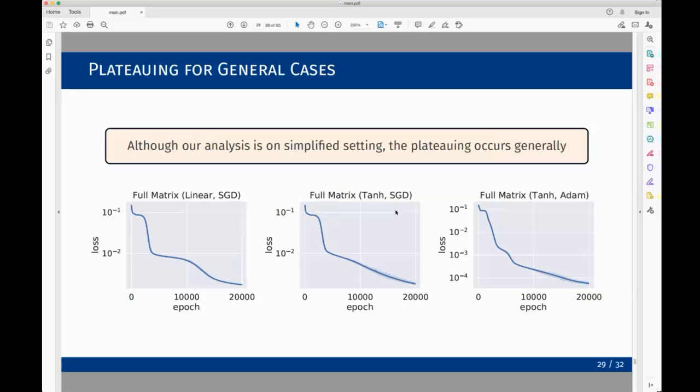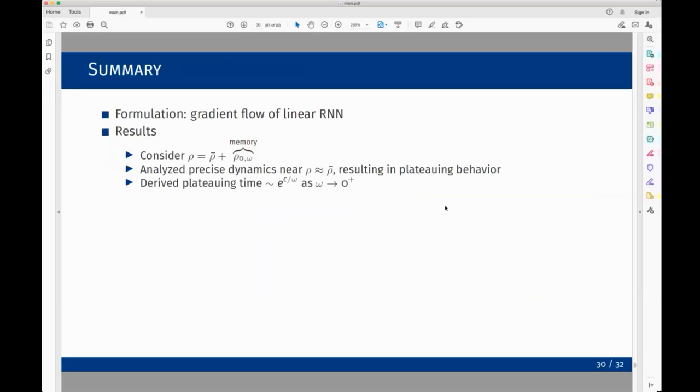And although we do our analysis in a simplified case, you can see that if we abandon the diagonal assumption, even in the four matrix case, the optimization will still encounter this kind of plateau phenomena. So that implies that the plateau phenomena due to the long-term memory is quite generic for this kind of temporal sequence learning. Okay.